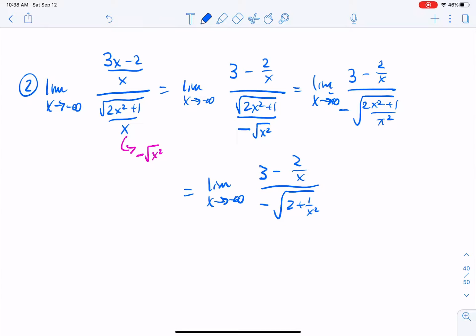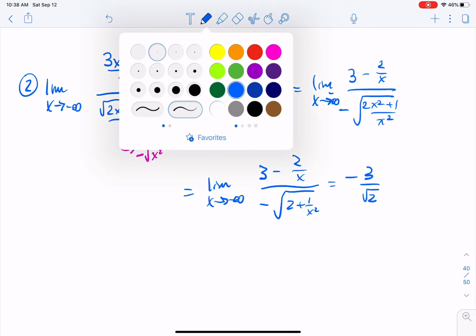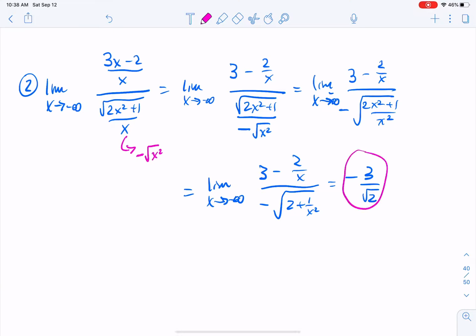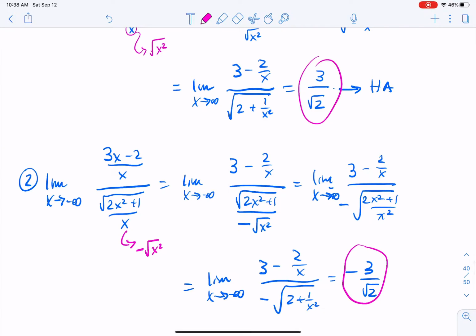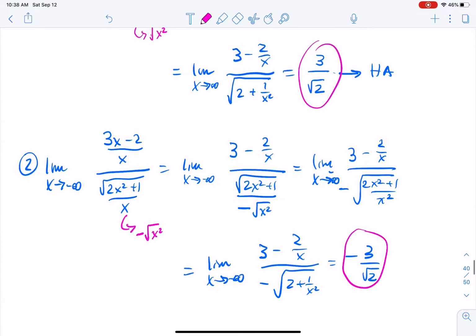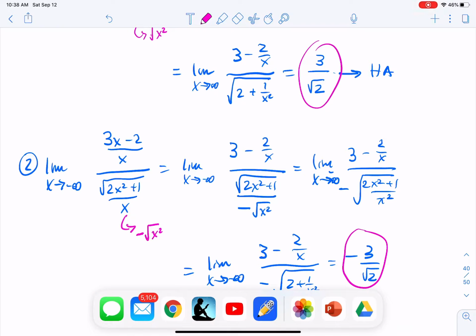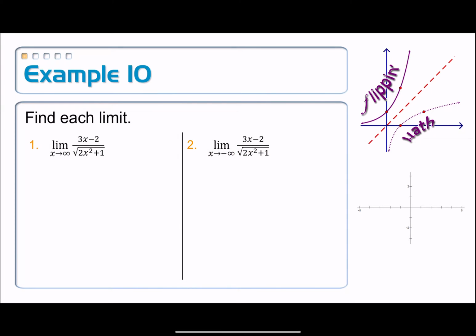Okay, so now whenever I do my little direct substitution here with a negative infinity, this thing is going to go to 0. This one will also go to 0. And we're left with these two numbers up front, this 3 over a negative square root of 2. Negative 3 over the square root of 2. Now, compare that to our previous answer. We have a second horizontal asymptote. So here is an instance where we have a function, and this function is going to spit out two horizontal asymptotes. Let's take a look to see what that looks like.